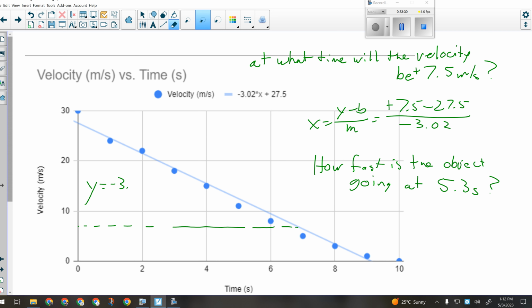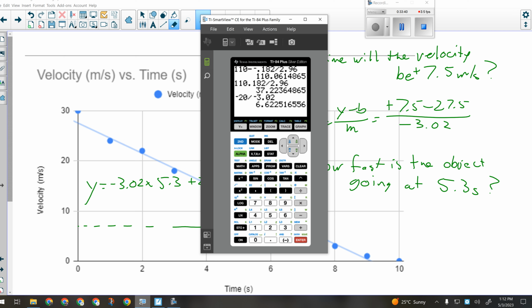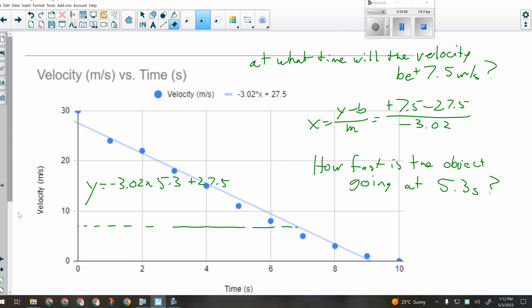So negative 3.02 times 5.3 seconds, that was the x value we were given, plus 27.5. So negative 3.02 times 5.3 plus 27.5. All right, so we're looking at 11.5 meters per second at 5 seconds. That looks about right. There's 5 seconds right there.